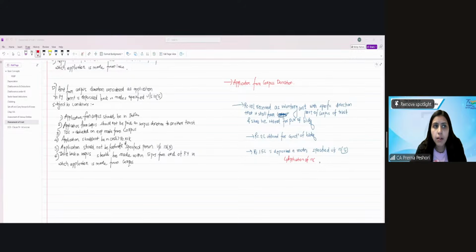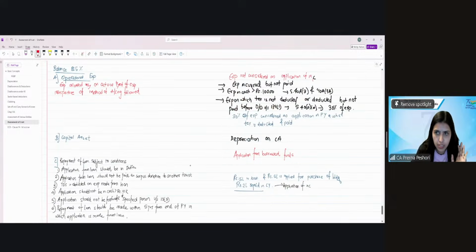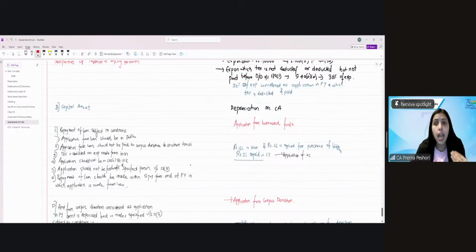Again, quickly recap. The expenses which have been incurred but not paid, expenditure in cash more than 10,000, expenditure on which tax is not deducted. So 30% of that is not considered as application. Then capital asset is allowed as an application, but depreciation on that is not. Application from the borrowed funds cannot be done, so that will not be considered as application.